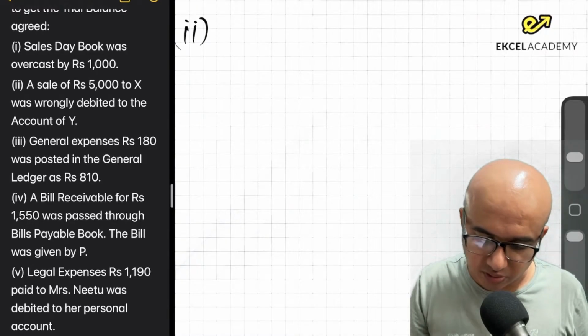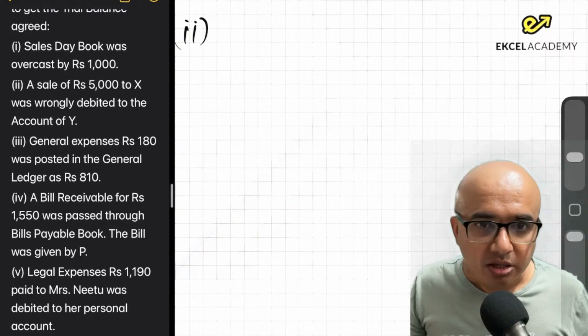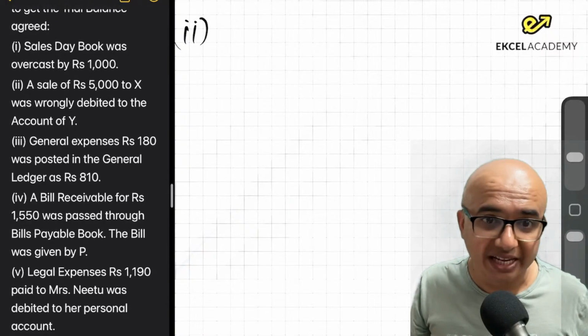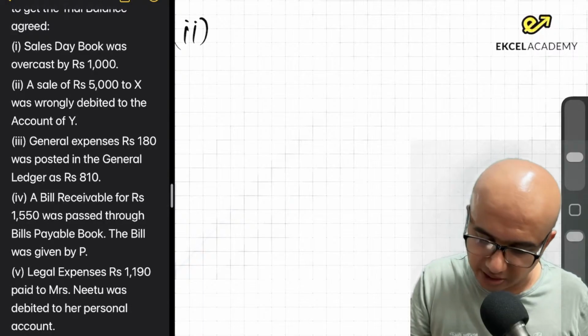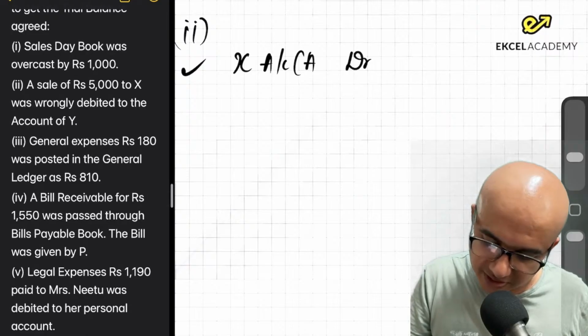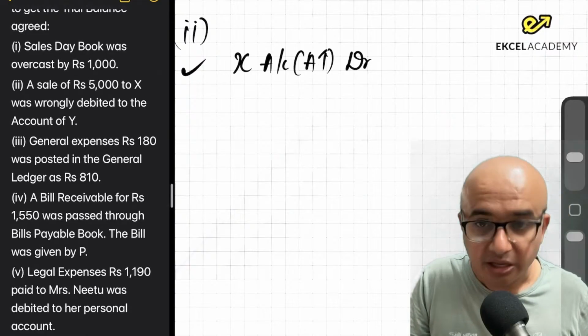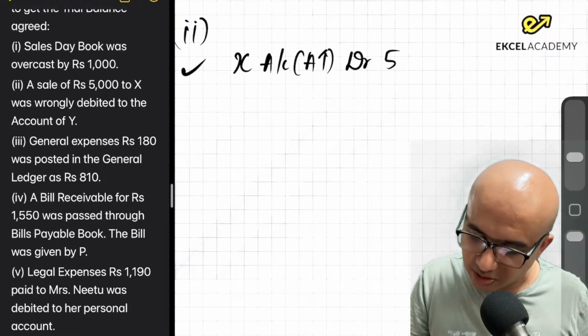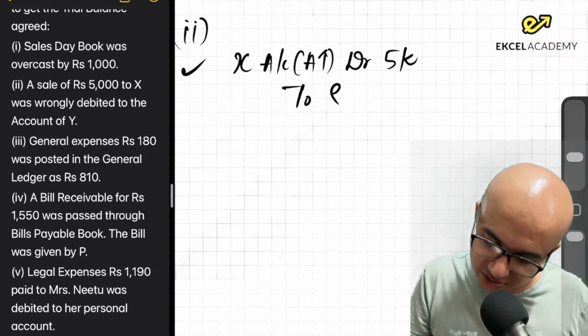Next, second question or adjustment. Sale of rupees 5000 to X was wrongly debited to account of Y. Okay, the correct entry would have been X account debit, an increase in asset, because we have sold goods to X and they're supposed to pay us rupees 5000, to sales, an increase in income.